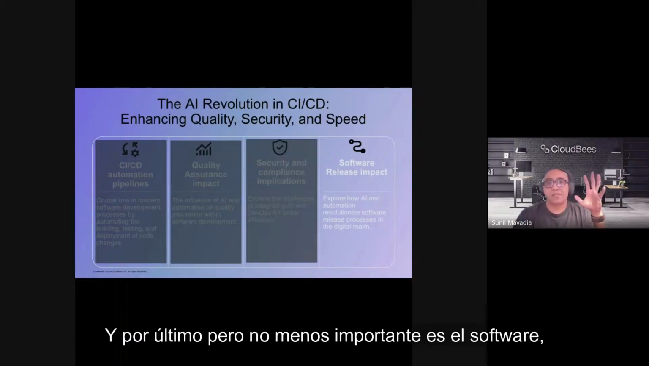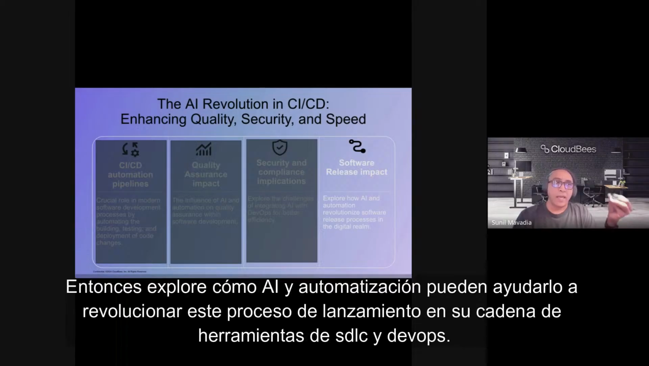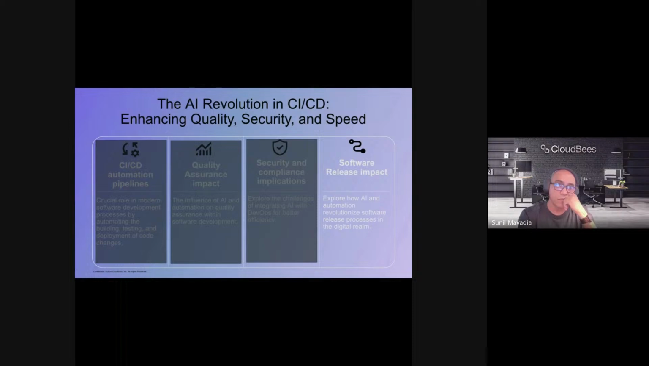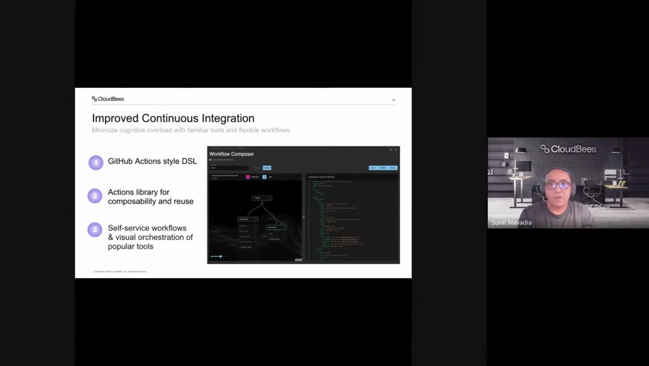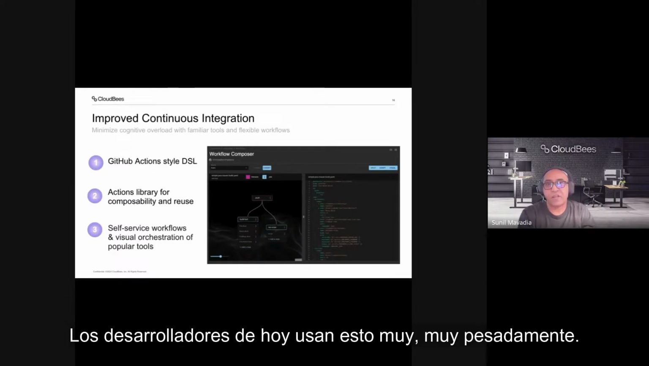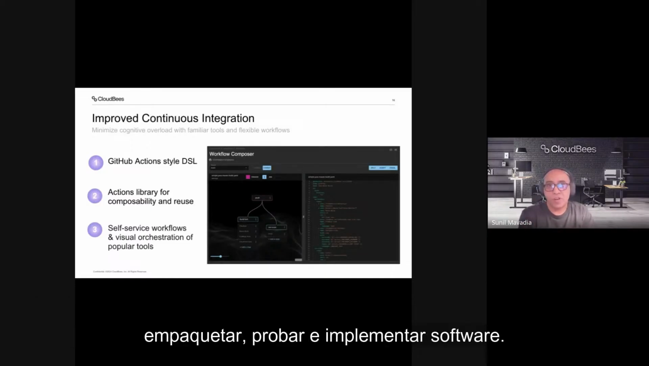And last but not least is the impact to software releases, right? So explore how AI and automation can help you revolutionize that release process in your SDLC, in your DevOps toolchain. So some examples that you can see these days is the use of GitHub-like actions, right? Developers today use this very, very heavily. It provides a frictionless type development scheme where workflows are just utilizing actions to build, package, test, deploy software.